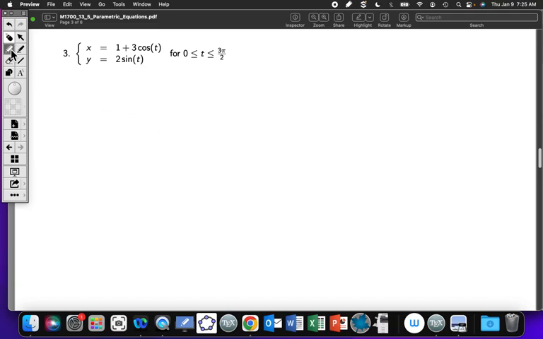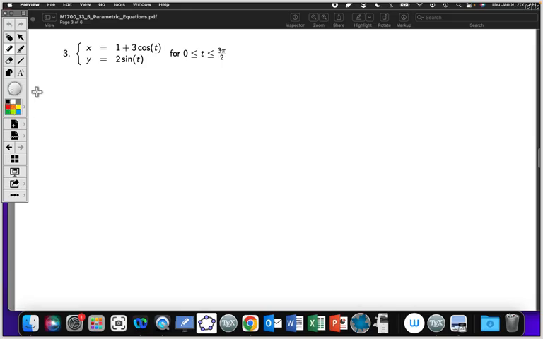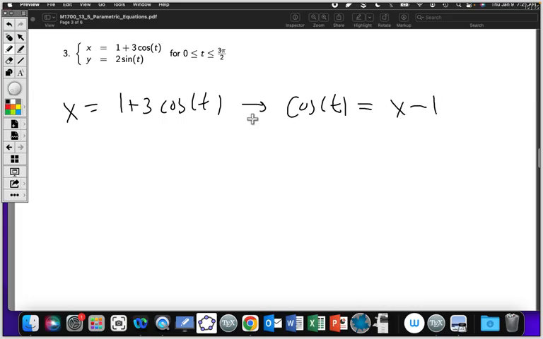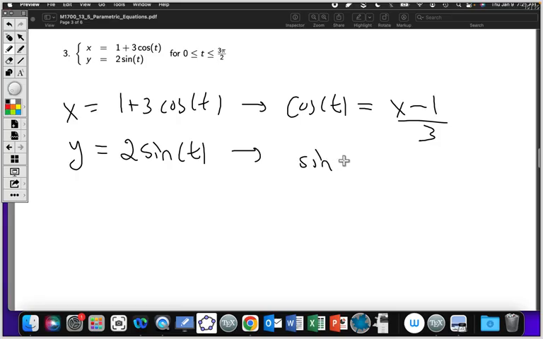Once again, we want to eliminate the parameter. We don't need to solve for t necessarily. But for example, in the first equation, I can solve for cosine. I can take x, subtract 1, and divide by 3. And in the second equation, I can solve for sine by just dividing both sides by 2.